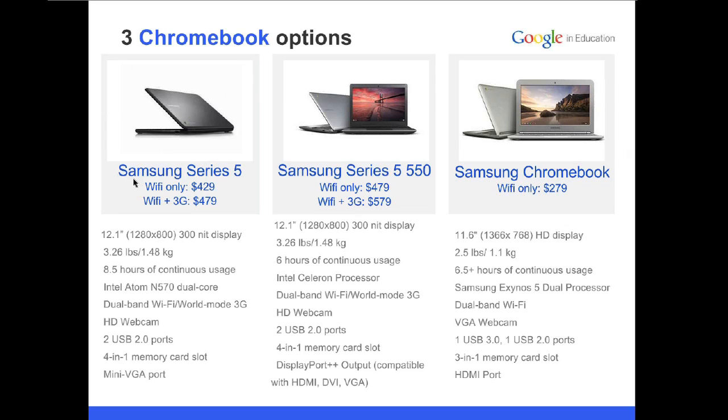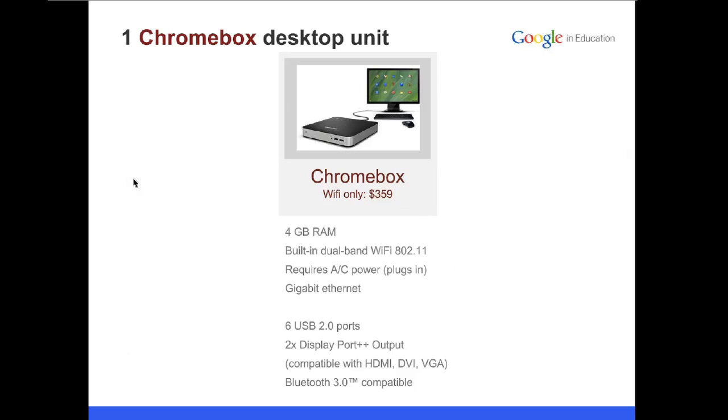And then lastly, as we just discussed, there's the Samsung Chromebook, and it's running on an ARM processor, which is the same processor that is used in tablets and cell phones. So it's a very fast device, and the battery life is estimated at over 6.5 hours for these devices. And again, it costs $279 for the Chromebook as well as the management console software.